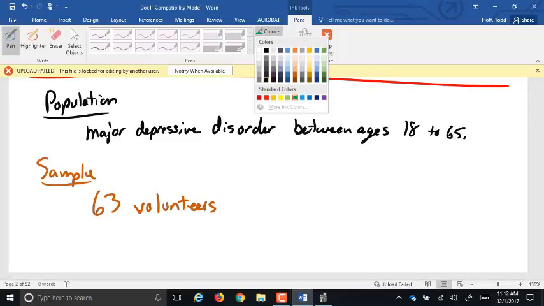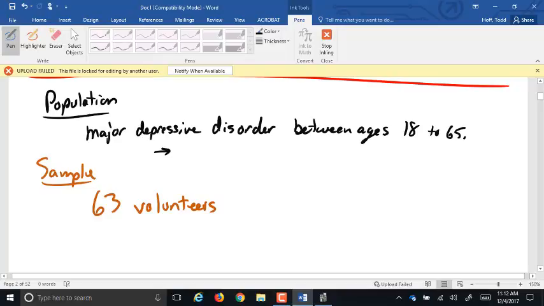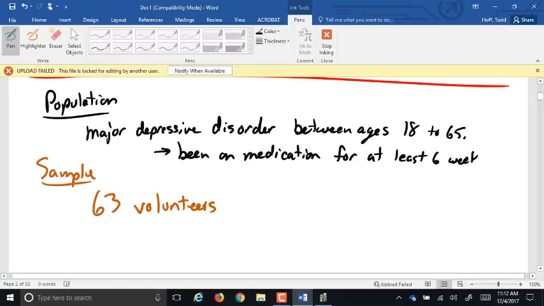Oh, other thing, I almost forgot about the population. One other requirement to be part of this group is they had to have been on antidepressant medication for at least 6 weeks. Now, the reason for that: antidepressant medications take at least 6 weeks to kick in and have any effect. So they were only studying people who had been on their medications long enough for their medications to be working.